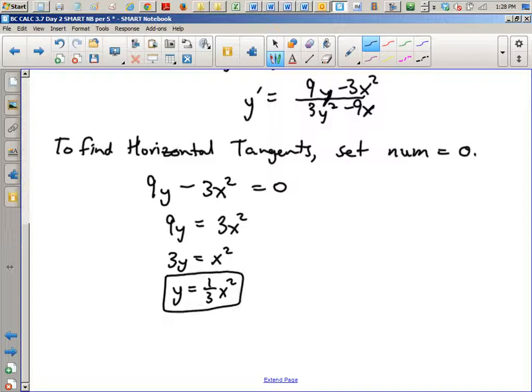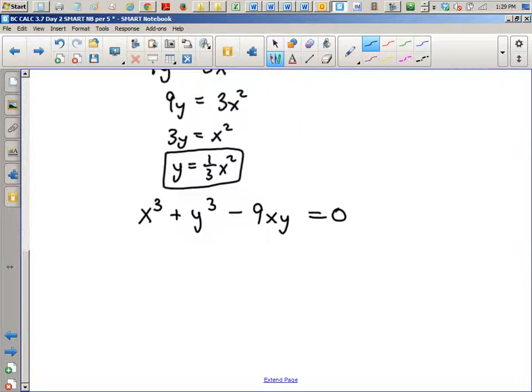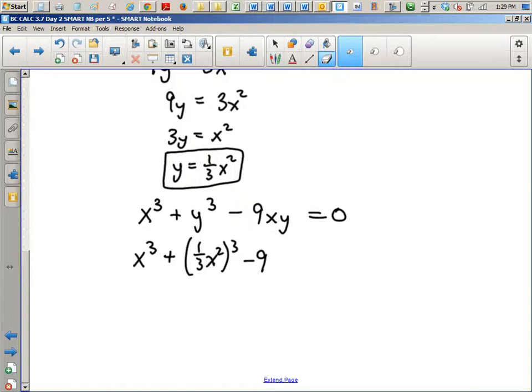What is that? Like, how is that an answer? It's not an answer yet, but remember the original given function or relation. It was this, x cubed plus y cubed minus 9xy equals 0. This was the given, remember? I'm going to substitute this y into it. So it's going to look like this, x cubed plus 1/3 x squared cubed minus 9x times 1/3 x squared equals 0.